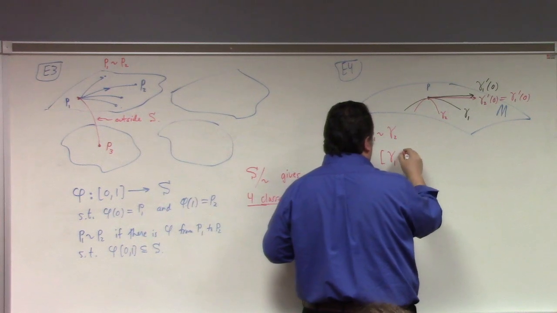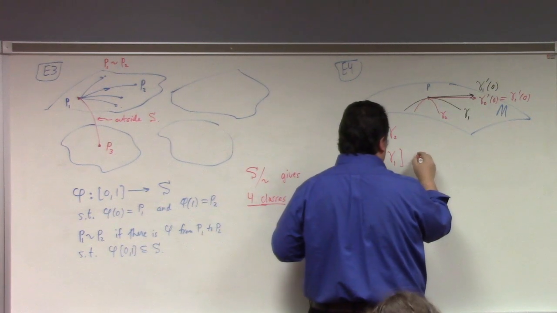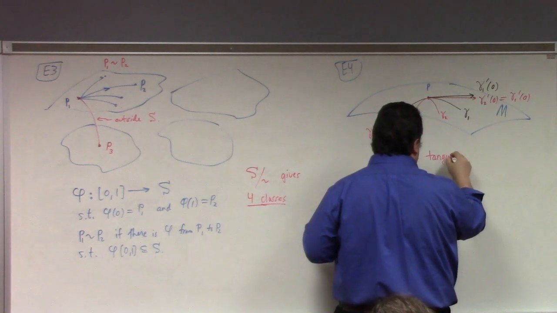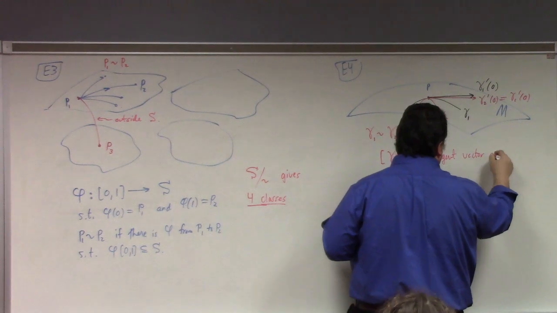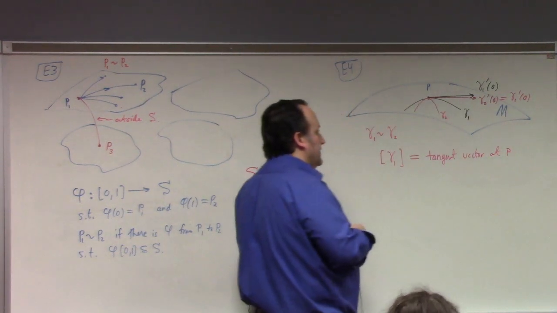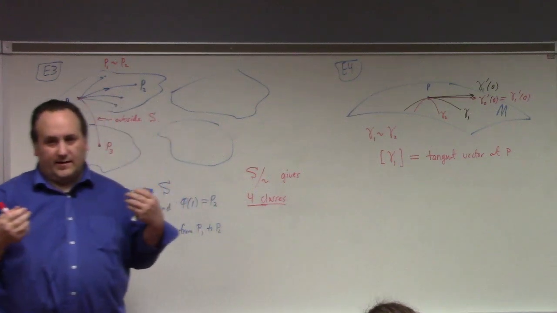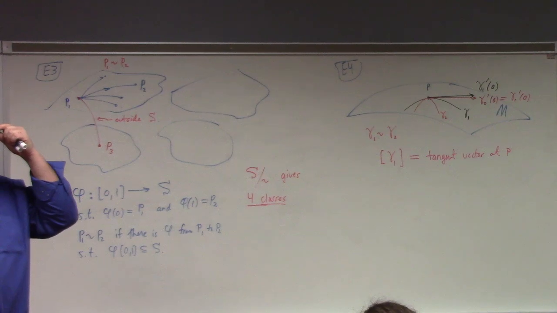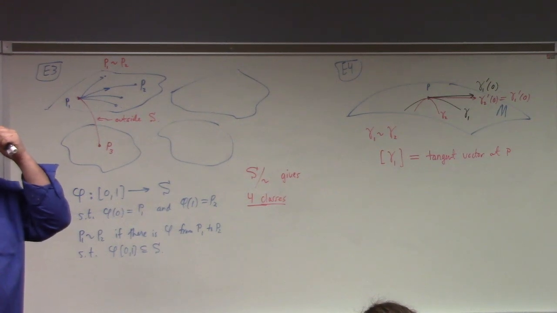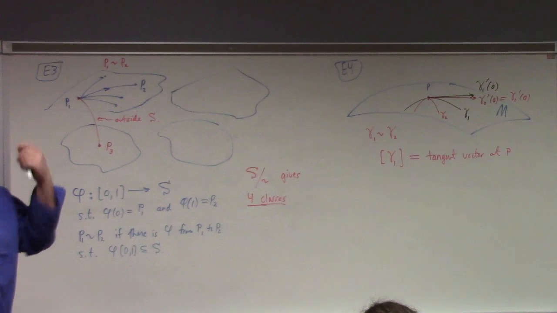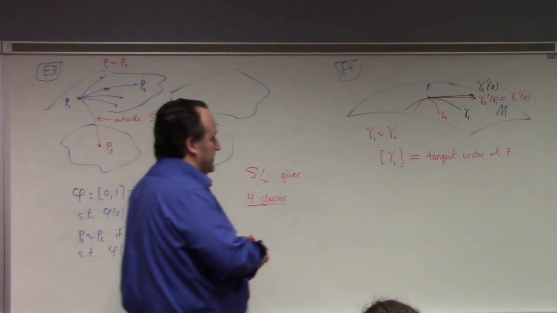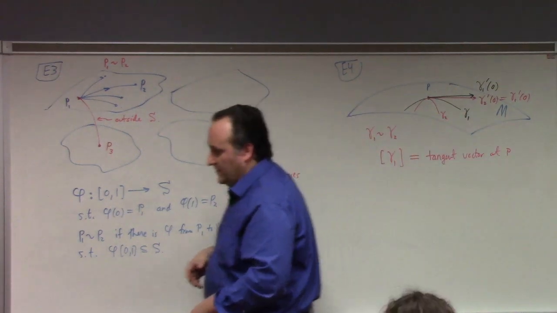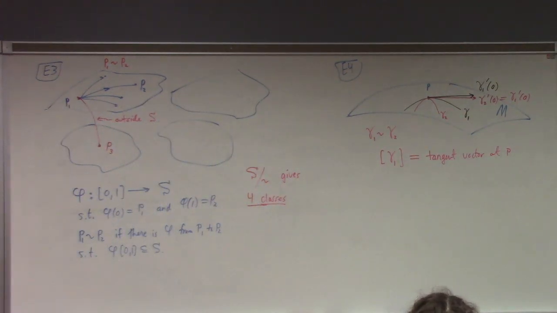If we look at the equivalence class containing gamma 1, what this is basically is a way of looking at the tangent vector at P. We can view the tangent vector at a point as being in one-to-one correspondence with an equivalence class of curves where they have matching derivatives at the point. This is a more bizarre example, but I don't test on this because it really requires calculus 3 to properly get into.